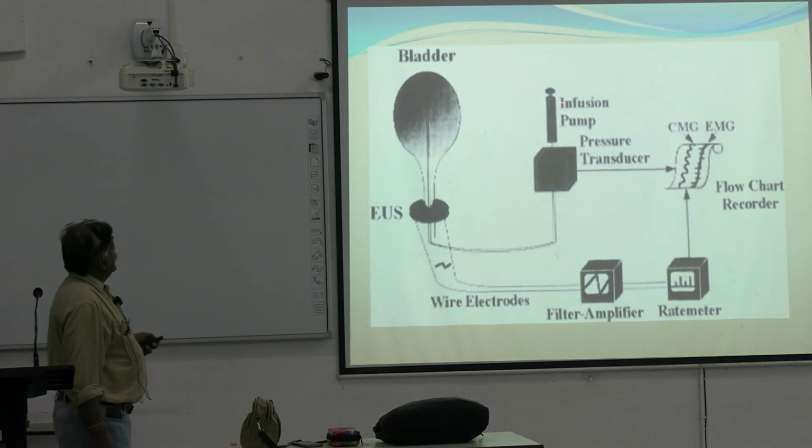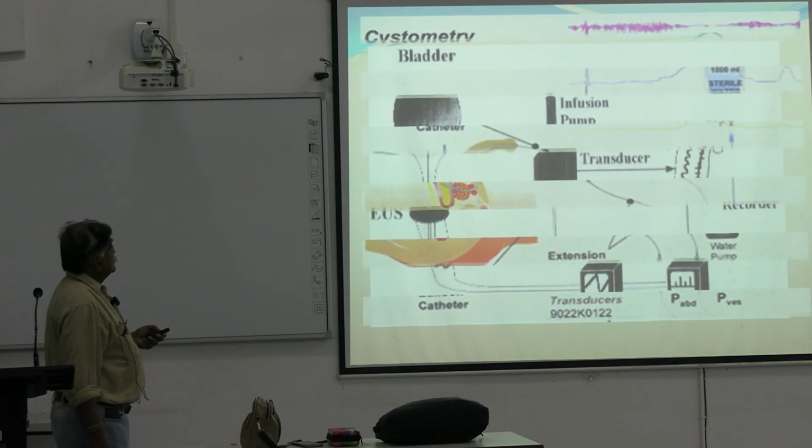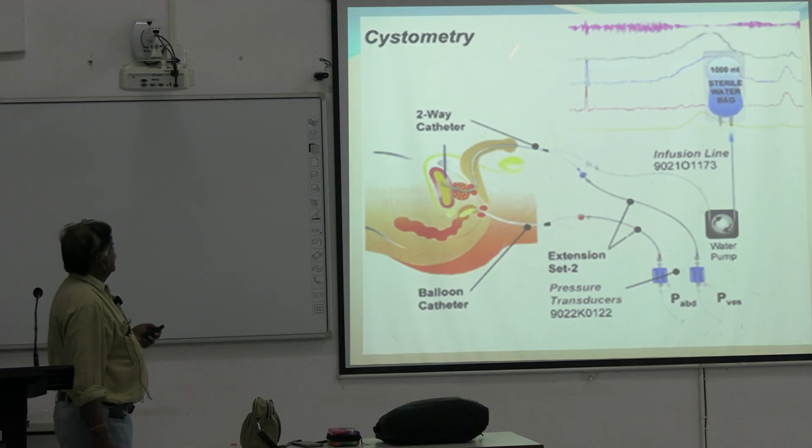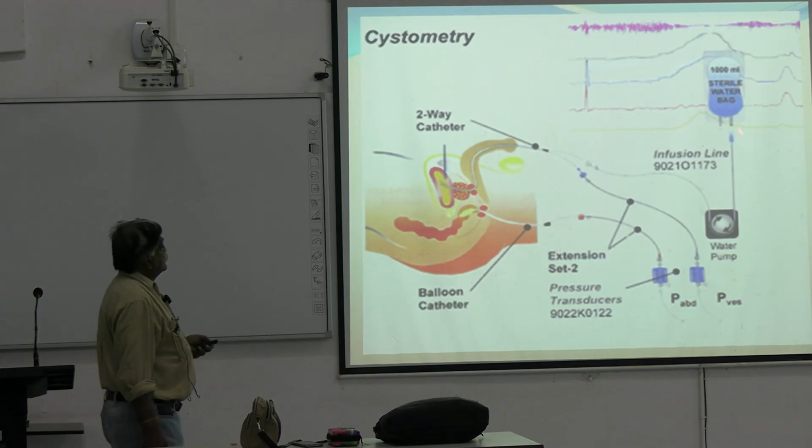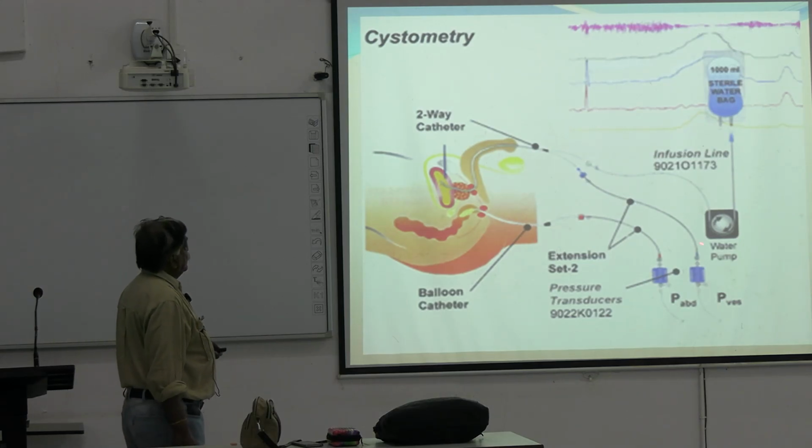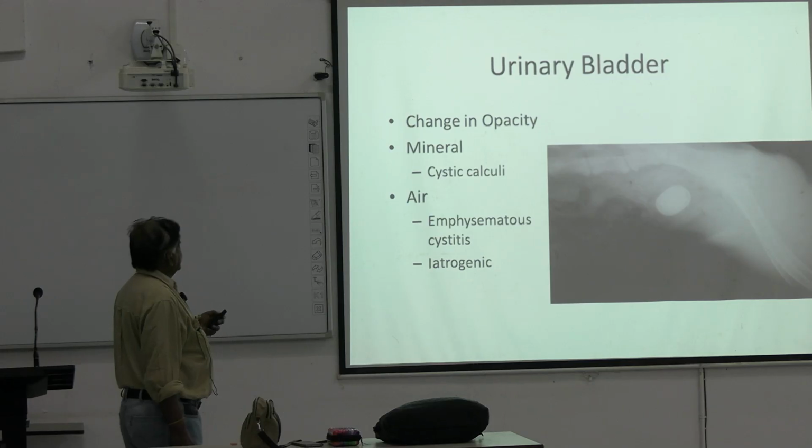Now, this is the setup. This is the bladder, infusion pump, pressure transducer. This is in graphs, that is flowchart recorder, and filter amplifier. Next. Now, you can see cystometry. See the catheter. The catheter is introduced, and you see the infusion line, water pump, extension set of two pressure transducers, and balloon catheter. Next. The urinary bladder, change in opacity, mineral, cystic calculi, air, emphysematous cystitis, iatrogenic.